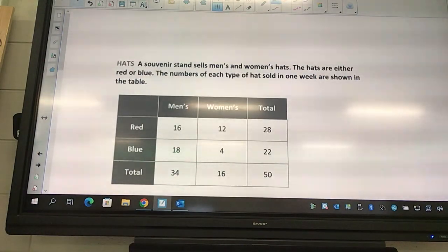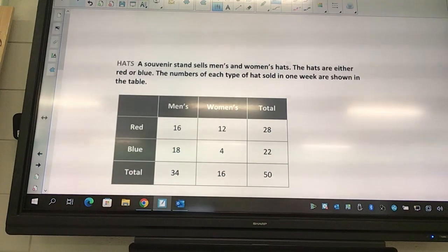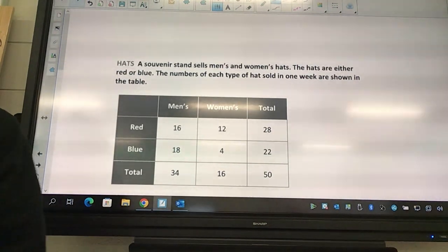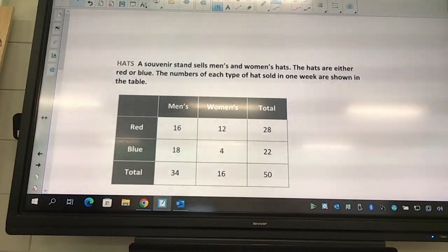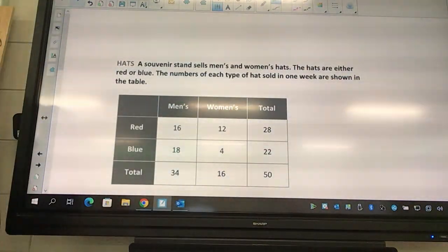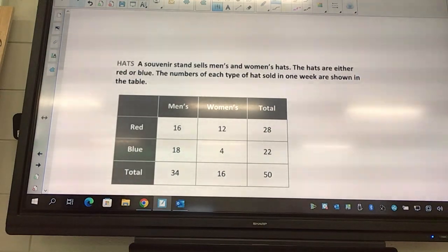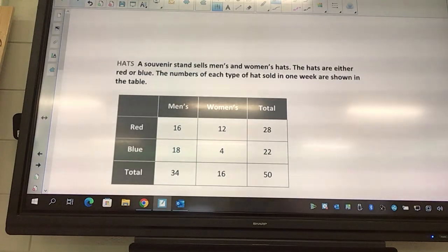Okay, flip to the next page about hats. Make sure you're on the same one as me. Okay, a souvenir stand sells men's and women's hats. The hats are either red or blue, okay? The number of each type of hat sold in 1 week are shown. So we've got men's hats, women's hats, and I could go and say, do you want a red or blue hat? And those are the options. You either get men's or women's, red or blue.